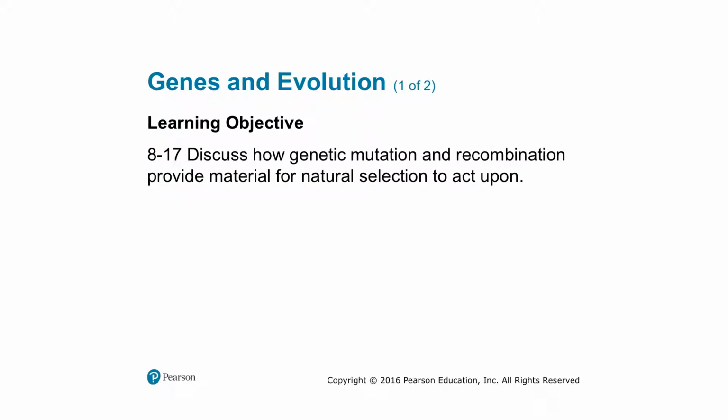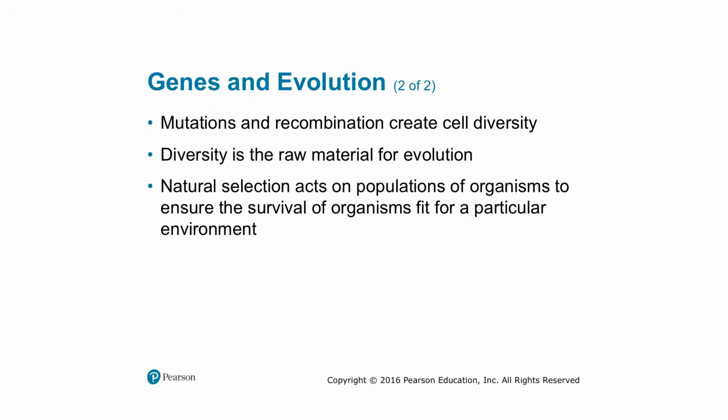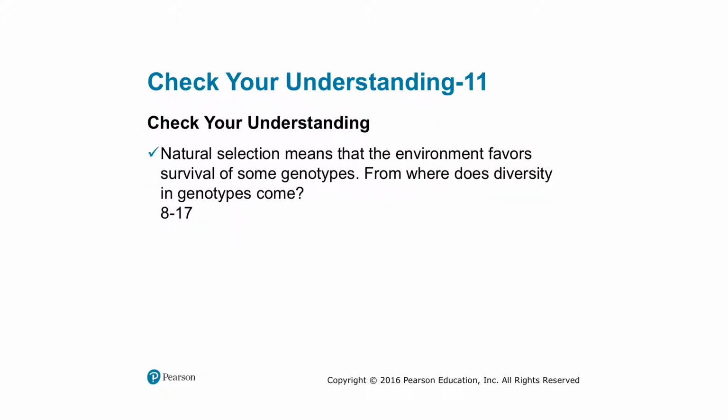So the last one we're going to talk about is evolution. And so mutations and recombination create cell diversity, and that diversity is the raw material for evolution. And so natural selection acts upon populations of organisms to ensure the survival of organisms fit for a particular environment. So natural selection means the environment favors the survival of some genotypes. And so from where does that diversity in genotypes come from?